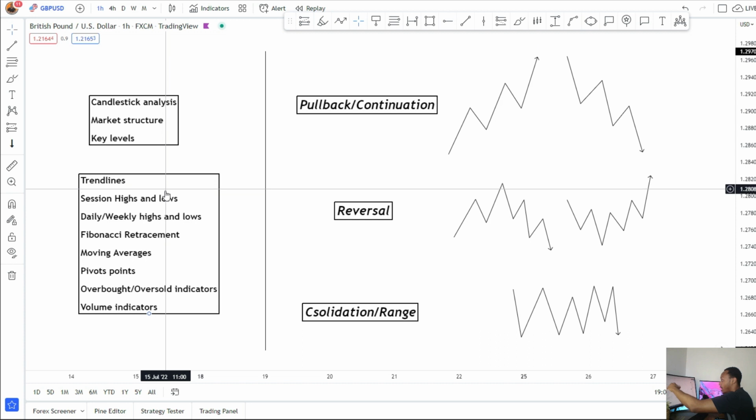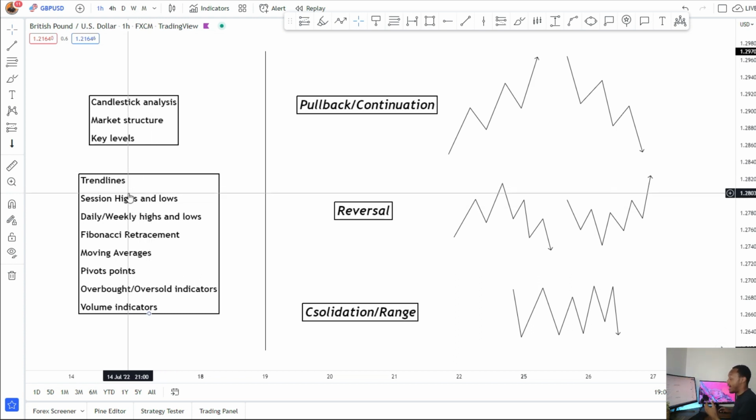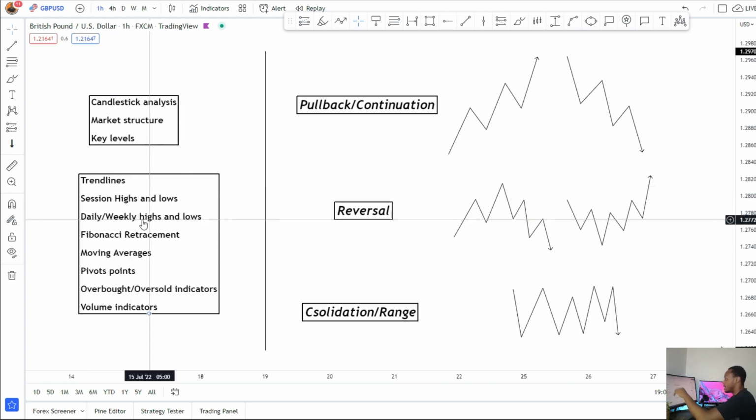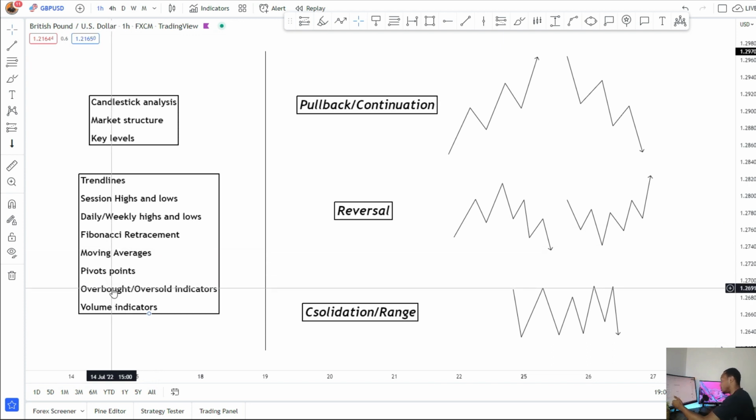And then underneath are the confluence, and there's so many confluence. These are just confluence that I've listed, technical tools that I've listed off the top of my head, because there's so many. There's I don't know how many, but there's a lot of stuff that I haven't even begun to look at. That's how many different types of technical tools there are. So we've got trend lines, session highs, session lows, daily, weekly highs, weekly lows, Fibonacci retracement, moving averages, pivot points, overbought, oversold indicators, volume indicators, and so on and so forth.